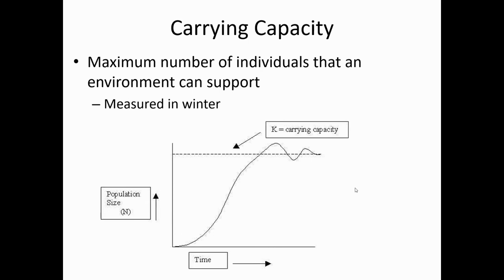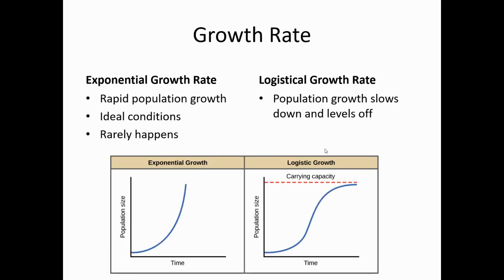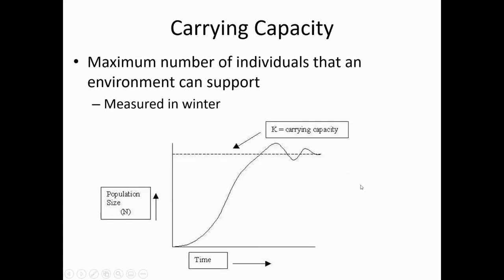We usually measure it in winter because that's the hardship. The amount of food there is less and animals will die, so we measure in winter. We can see it goes up and down above and below carrying capacity based on how many resources are available. So a couple key things: exponential growth rarely happens. Usually what we get is logistic growth that levels off at our carrying capacity.